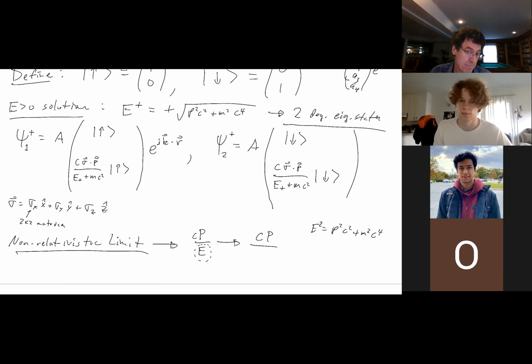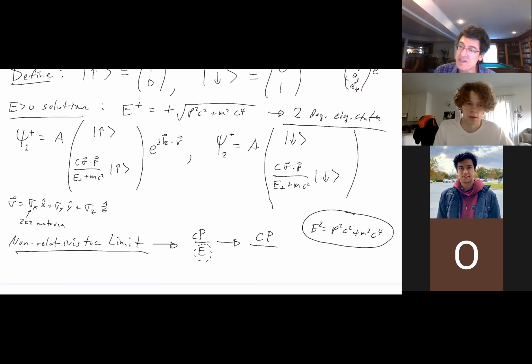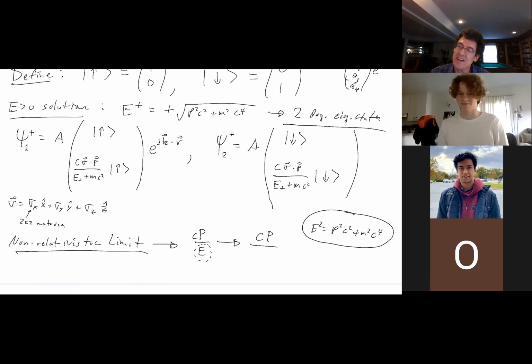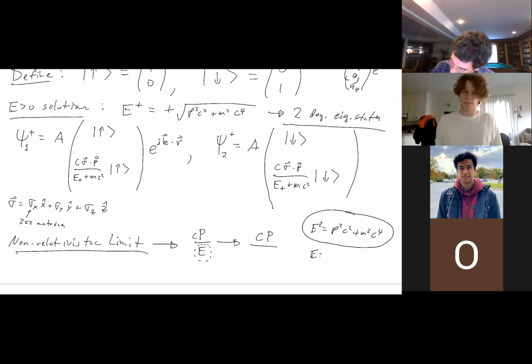Would it just be the classical kinetic energy? No, but that's a good guess. That's a very reasonable guess, but it's not right. Look at this equation and think, what is this in the non-relativistic limit? It's just mc squared. What is mc squared? The energy in the non-relativistic limit. Exactly. E equals mc squared. That is the non-relativistic limit.